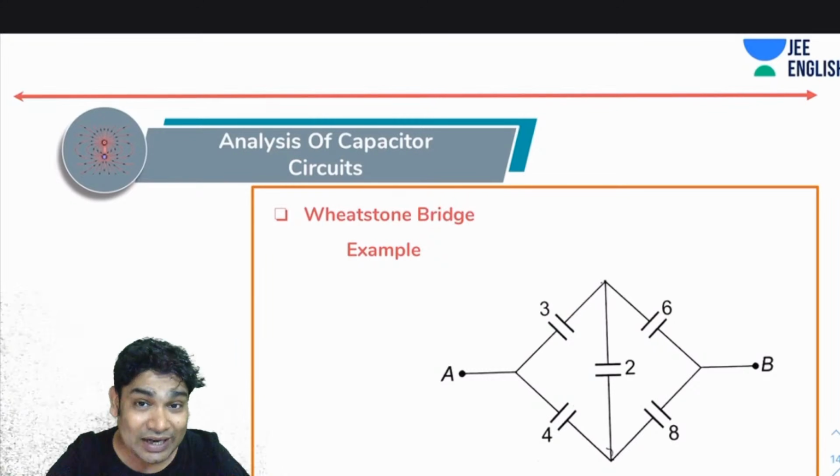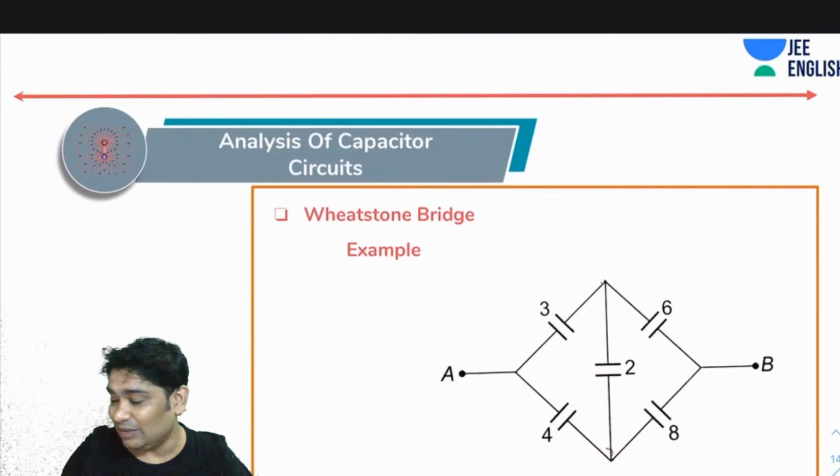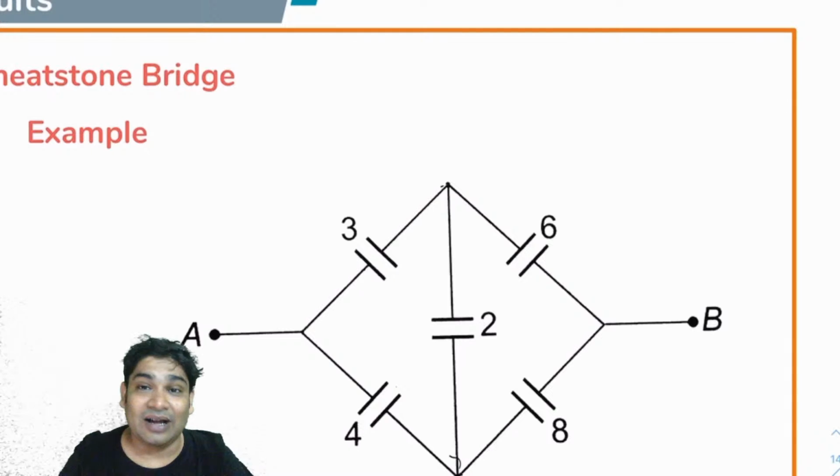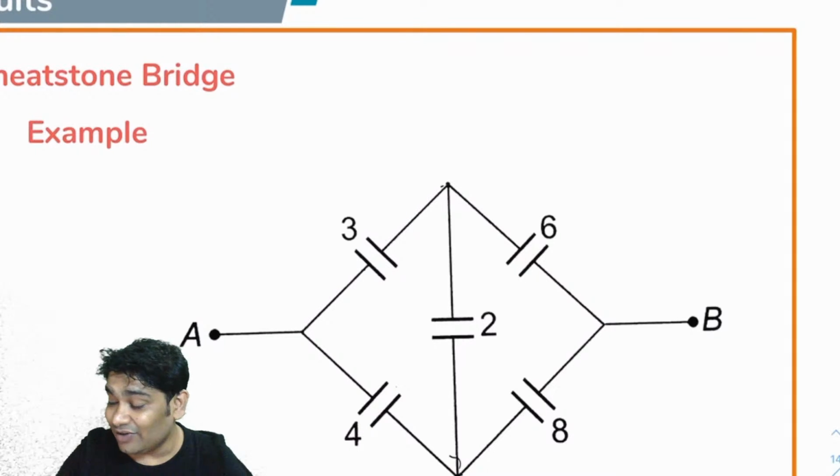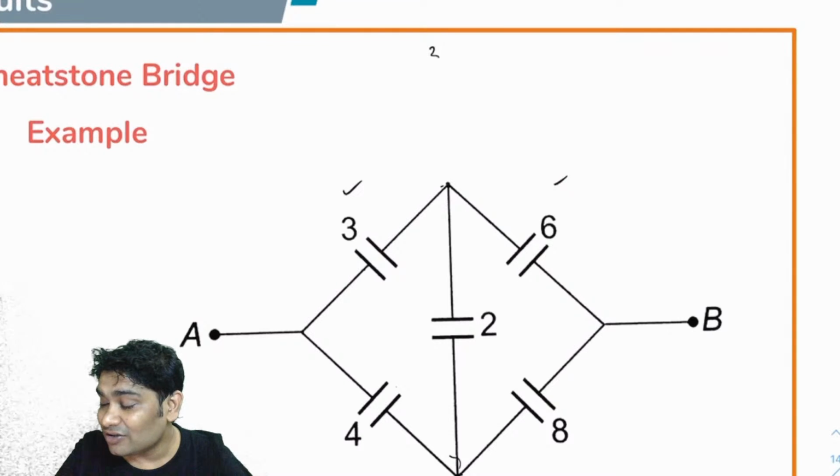All right. So right now, let's just take an example. I have a situation where I have 5 capacitors like this. Now let's see what is the ratio of this to this. So 3:6 is 1:2.